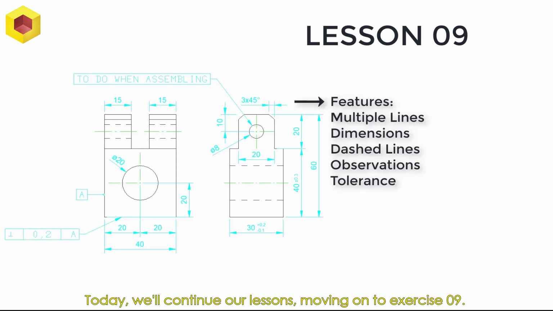We'll continue our lessons, moving on to exercise 09. We're going to talk about the commands multiple lines, dimensions, dashed lines, observations, and last but not least, tolerance. It's going to be a bit of a bumpy ride, so fasten your seat belts and let's go.